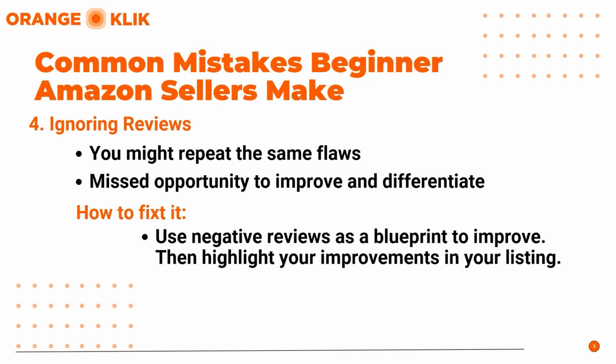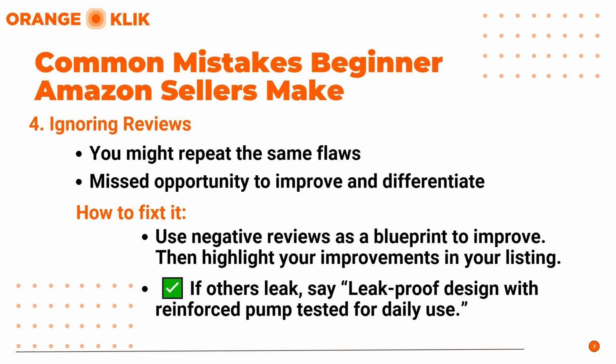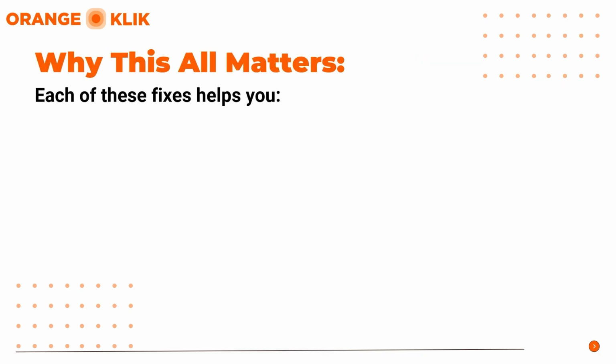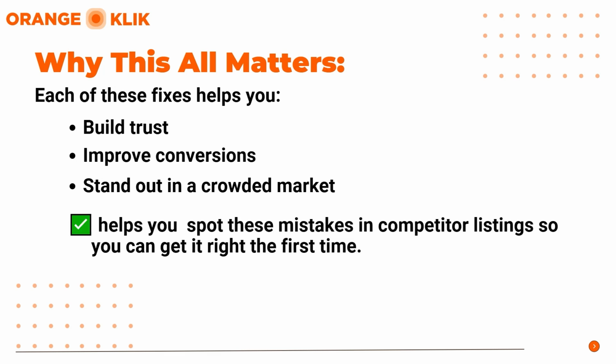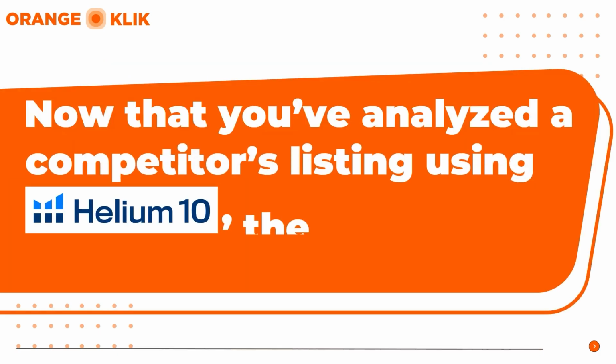To fix it, use negative reviews as a blueprint to improve. Then highlight your improvements in your listing. When you understand all of these mistakes that other Amazon sellers are making, each of these fixes will help you build trust, improve conversions, and stand out in a crowded marketplace. Helium 10's Listing Analyzer helps you spot these mistakes in competitor listings so you can get it right the first time. For the listing optimization tips using Helium 10's Listing Analyzer.